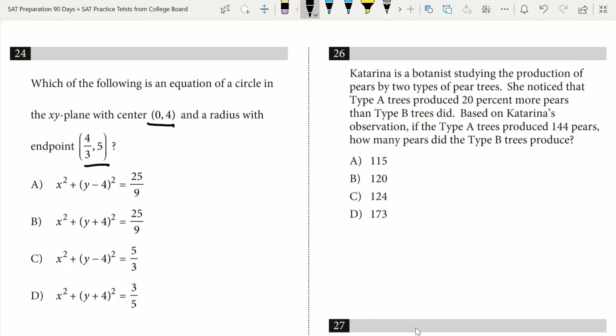All right, well, we have to know our circle equation in order to get this correct. We know our circle equation is (x minus h) squared plus (y minus k) squared equals r squared, where r is our radius. So that's going to equal our radius squared.